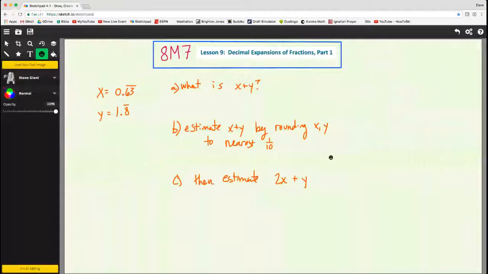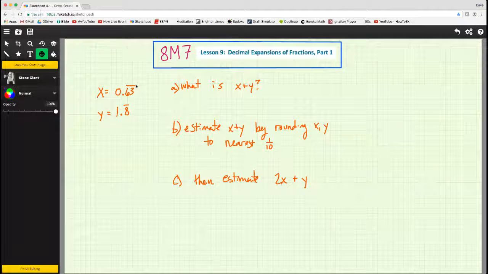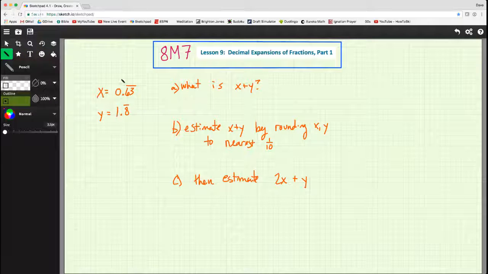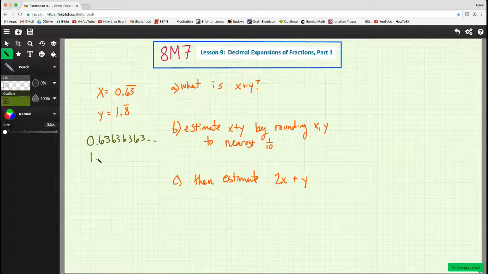These are questions that are asked to us regularly, and we need to figure out what is x plus y. If x is this and y is this, what is x plus y? Well, we can't just add those together. Now look why we can't add those together. Because if I do something like say, well, 0.6366363... and I try to add to that 1.88888888. Well, where do I start?